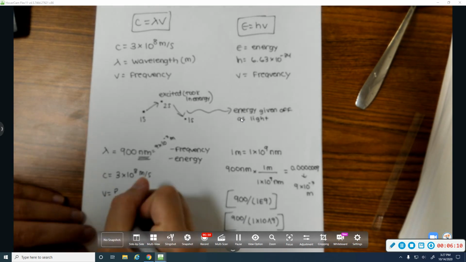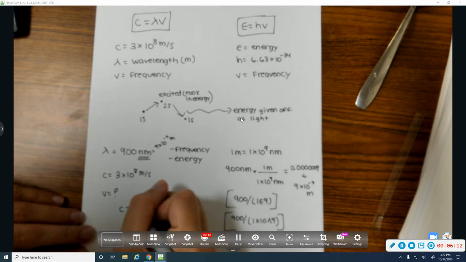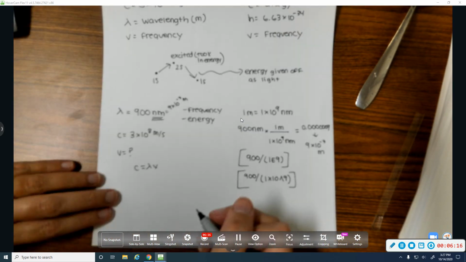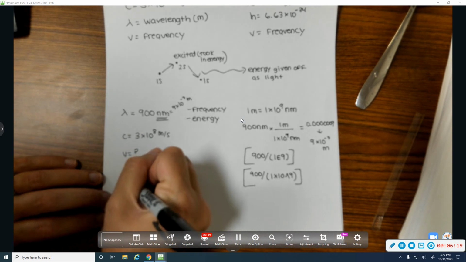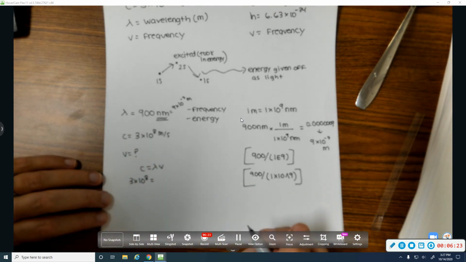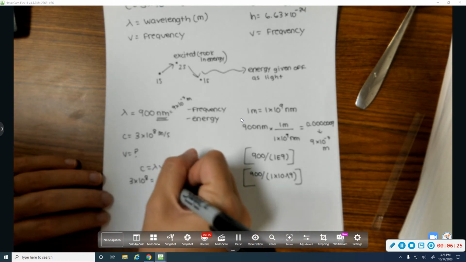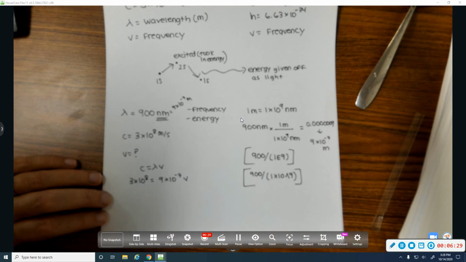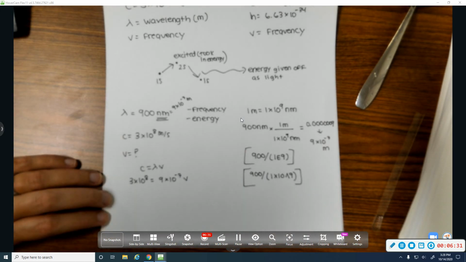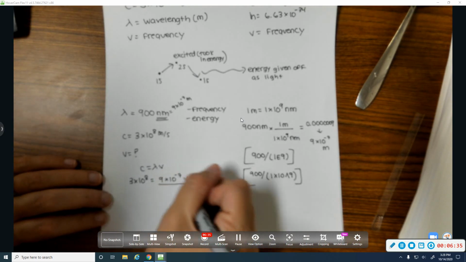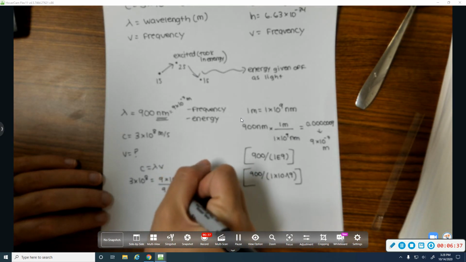Okay, so the equation is C equals lambda V. So my C is 3 times 10 to the 8 equals my upside down Y, lambda, is 9 times 10 to the negative 7, and then times V. So I'm trying to solve for V. To get V alone, or my frequency, I need to divide each side by 9 times 10 to the negative 7.